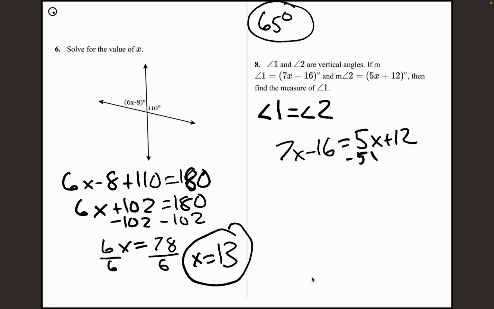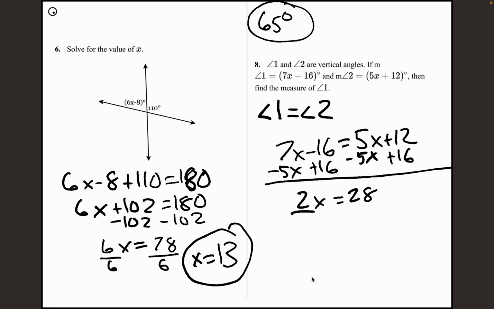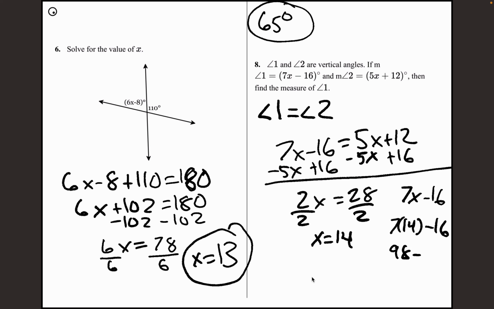So we can subtract our 5x over. We can add our 16 over. That gives us 2x. 12 plus 16 is going to be 28. Divide by 2. What do we get for x? It tells us to find angle 1, so we got to plug it in to our value. So it's 7x minus 16. What's 7 times 14? 98 minus 16. And there's our answer.